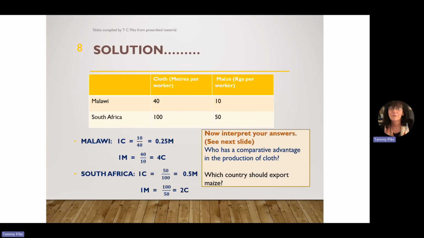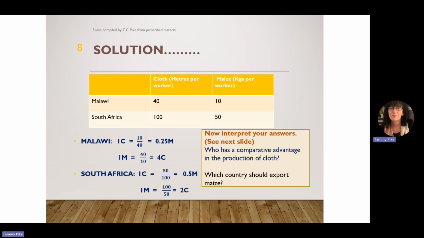But the question isn't asking us about cloth, it's asking us about maize. So let's check out maize. Maize in Malawi, we're going to have to sacrifice 4 units of cloth. But maize in South Africa, we only have to sacrifice 2 units of cloth. That tells us that maize in South Africa is cheaper. Let us specialize in South Africa in the production of maize, and then we can export it to other countries.